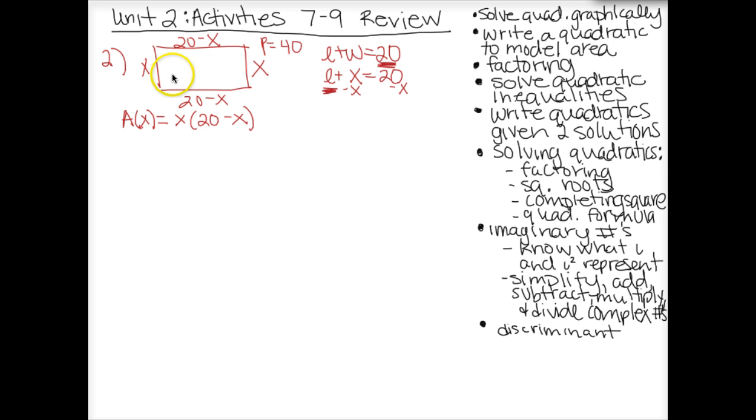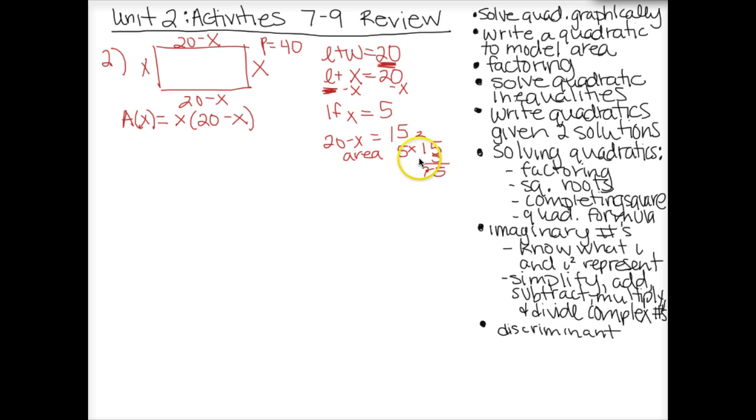So if you look at this, and let's say that we just pick x equals 5. So if x equals 5, then we know that 20 minus x is 15. And so the area is going to be 5 times 15. So 5 times 15 gives us 75. So if I have 5 and 15, then I know that my area is going to be 75.